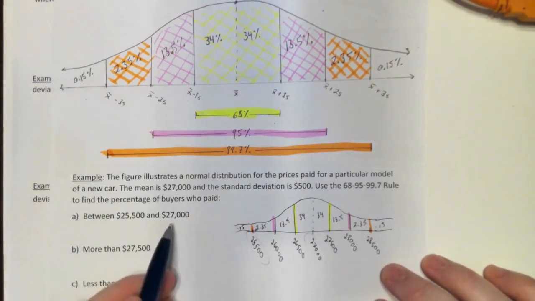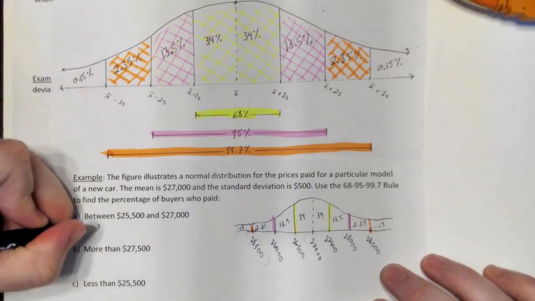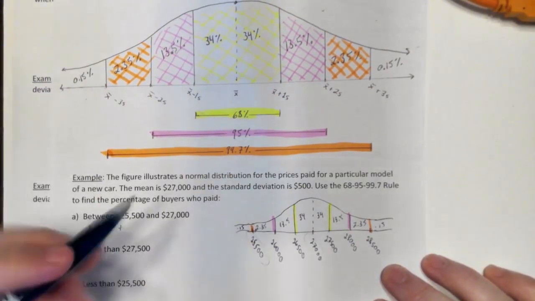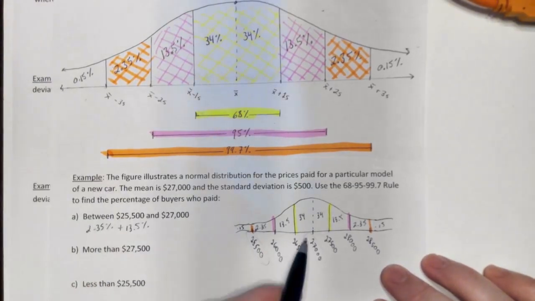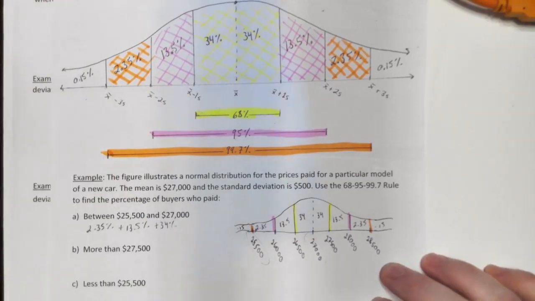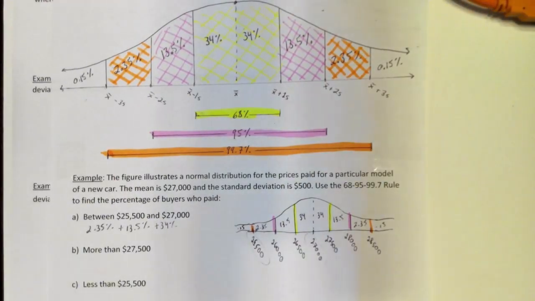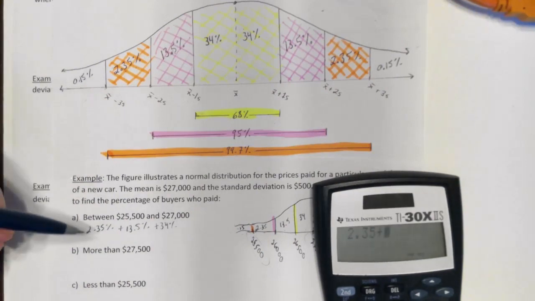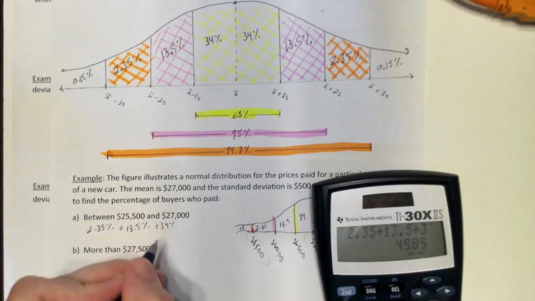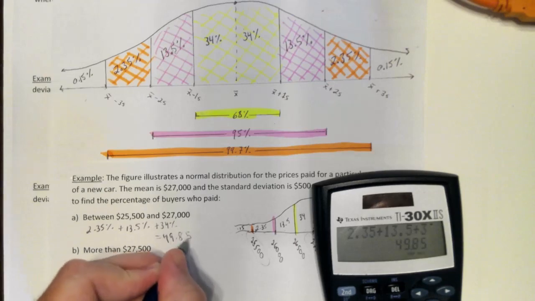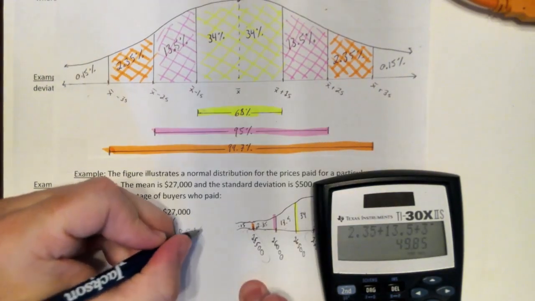25,500 to 27,000, that would be 2.35% plus 13.5% plus 34%. Okay, we're going to type that in the calculator. You might also notice that this is going to be 34, 13.5, 2.35. If this is symmetric, then half has to be over here. So you could also do 50 minus 0.15%. Okay, so let's see, 2.35 plus 13.5 plus 34, again, 49.85%. Okay.